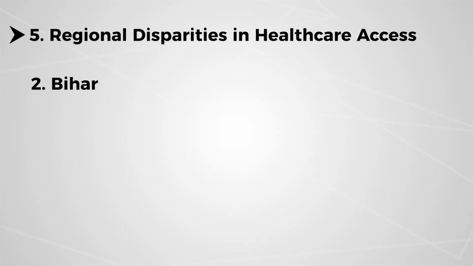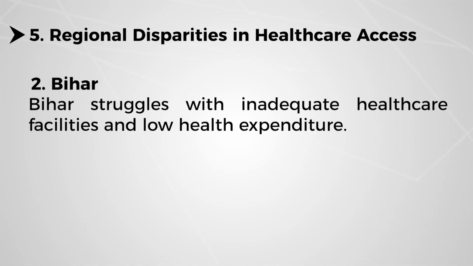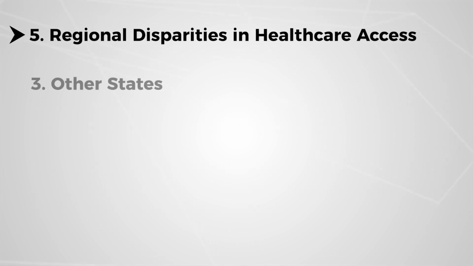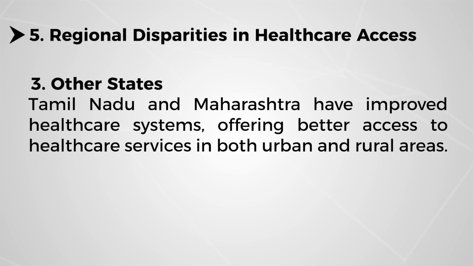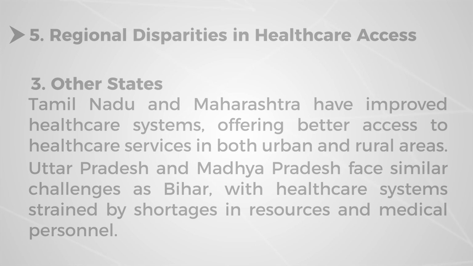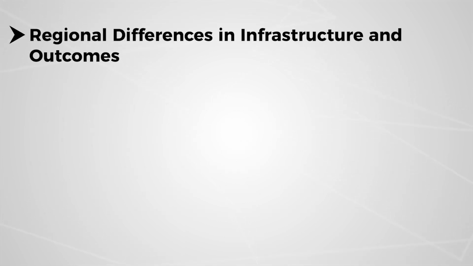But in the case of Bihar, for example, the state struggles with inadequate healthcare facilities and low health expenditure. The state experiences high MMR and IMR, especially in the rural areas where access to healthcare services is limited. Other states like Tamil Nadu and Maharashtra have improved healthcare systems, offering better access to healthcare services for both rural and urban areas. But if we take the example of Uttar Pradesh and Madhya Pradesh, there are similar challenges as Bihar, with healthcare systems strained by shortage of resources and medical personnel and regional differences in infrastructure and outcomes.